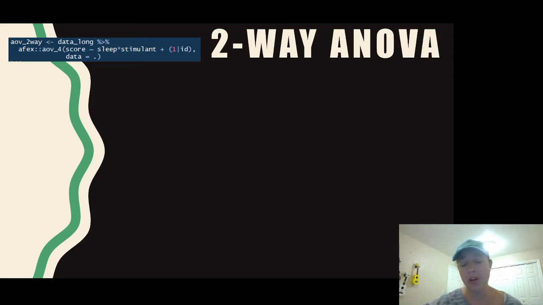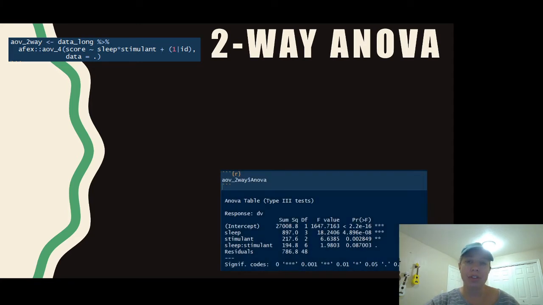Now I've stored the ANOVA as a name, AOV_Twoway, so that I can extract some information from it, possibly do some plots and some post hoc tests if needed. So the easiest way to get the table of information out of the model is to do the name that you saved it as, dollar sign, capital A, NOVA, ANOVA.